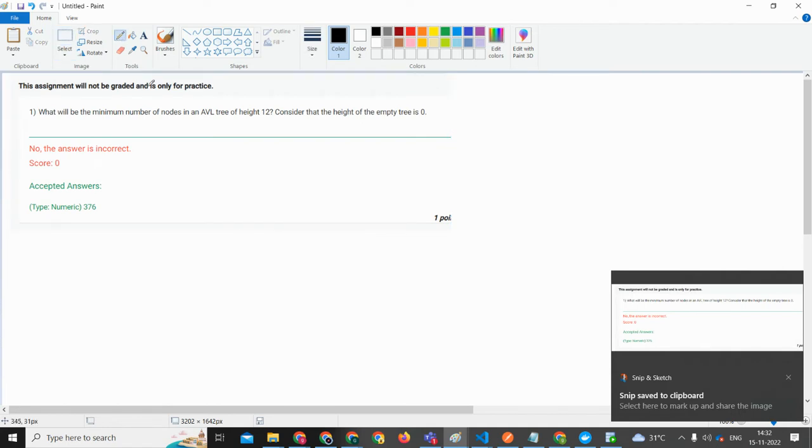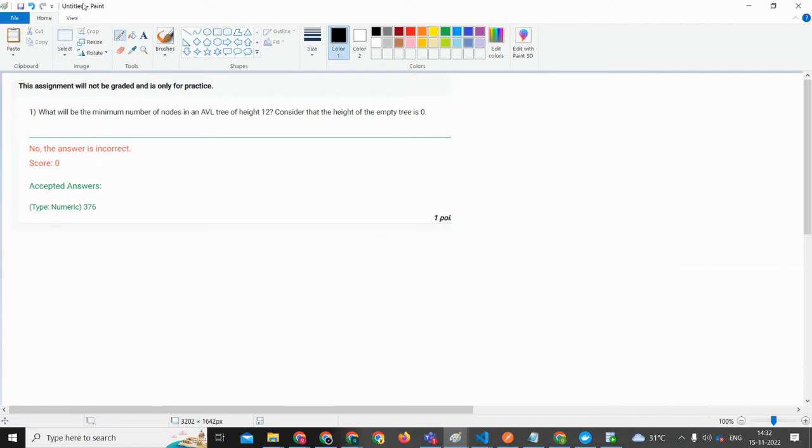Using the recurrence formula, N(h) is equal to N(h-1) plus N(h-2) plus 1. Using the recursion formula. Yes. Okay, so let's talk about it. The question is to find the minimum number of nodes in an AVL tree of height 12. So can you tell me what is an AVL tree?